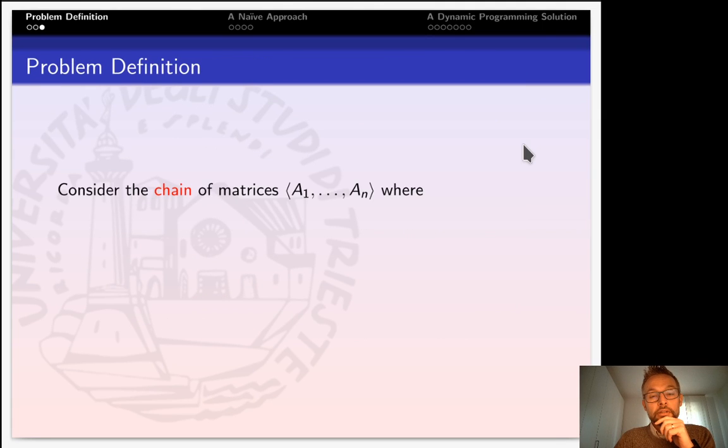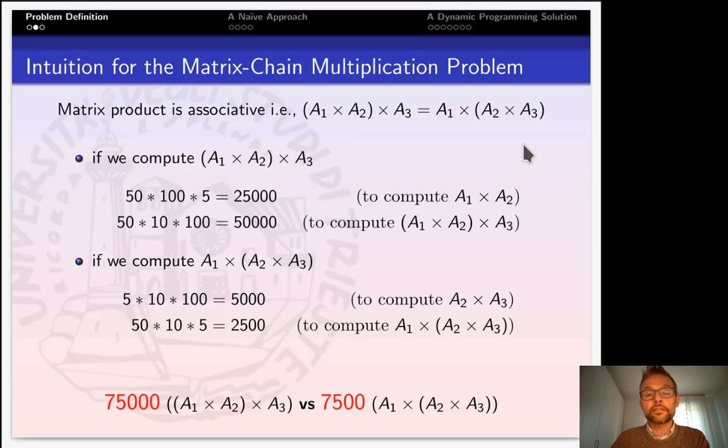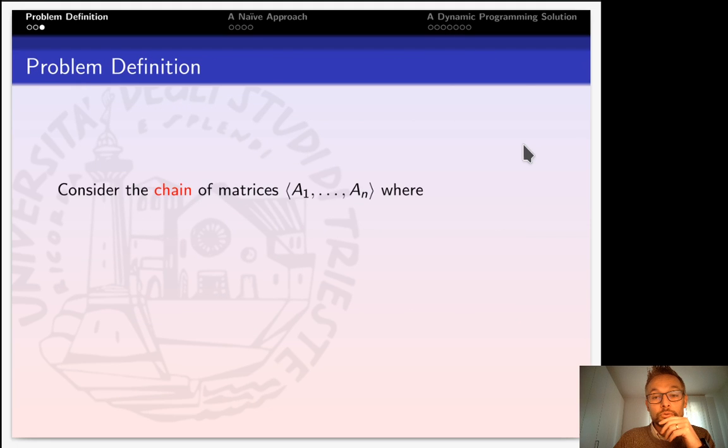So let's try to define the problem in a more general way. We understood that depending on the parenthesization, the number of scalar multiplications required to perform the overall multiplication of the matrices decreases or increases. So let's try to formulate the problem in a more general way.